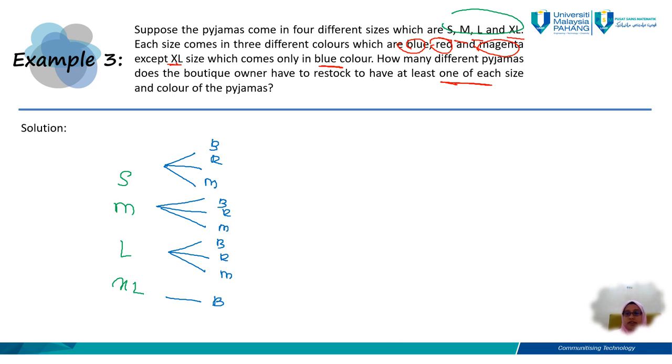So from the tree diagram, how many different pajamas does the boutique owner have to restock, at least one of each size? Okay, for S, we have three outcomes. For M, we have three outcomes. For L, we have three outcomes. And for XL, we have one outcome only. So the total that the boutique owner has to restock, at least one of each size, is 3 plus 3 plus 3 plus 1, which is equal to 10.